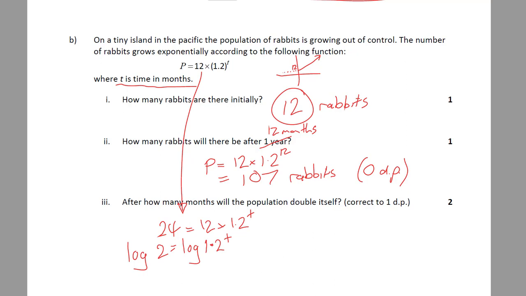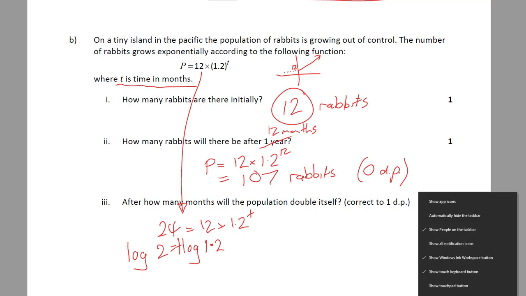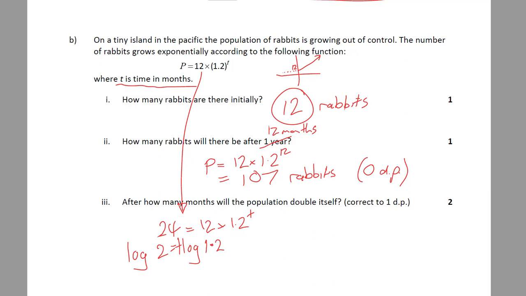How did that help me? I can now use that log law. This T disappears and can be a multiplier out here. It's multiplying a log of 1.2. Log of 1.2 is just a number. So I'm going to divide both sides by log of 1.2. It's gone, and here is my log of 1.2. So I've got T equals log 2 on log 1.2, which is pure calculator stuff.